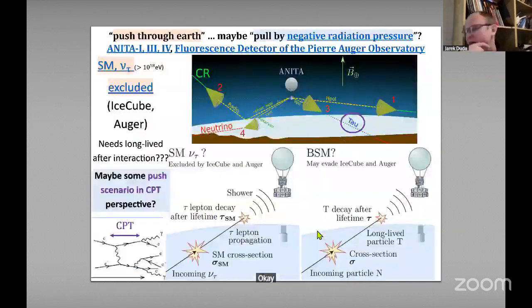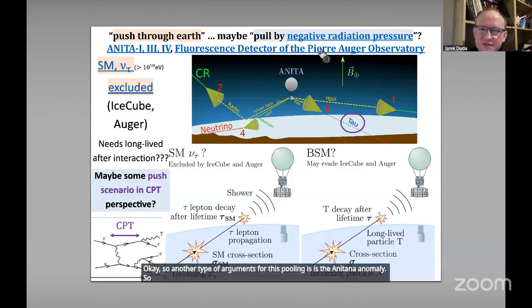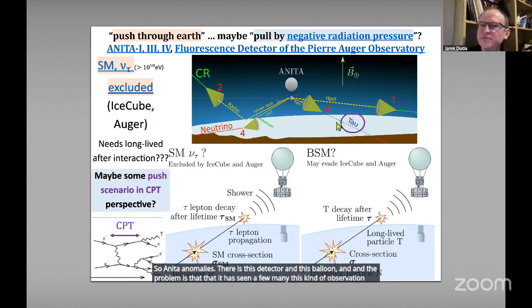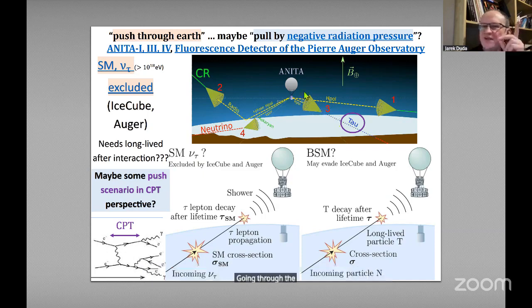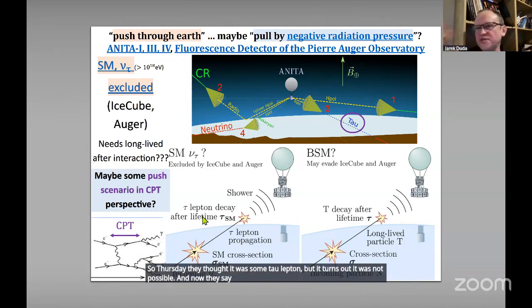Okay, so another type of argument for this pooling is the ANITA anomaly. In the ANITA anomaly, there is this detector on a balloon. The problem is that it has seen a few of this kind of observation that seemed like going through the Earth and then making a shower here. So first they thought it was some tau lepton, but it turns out it is not possible.